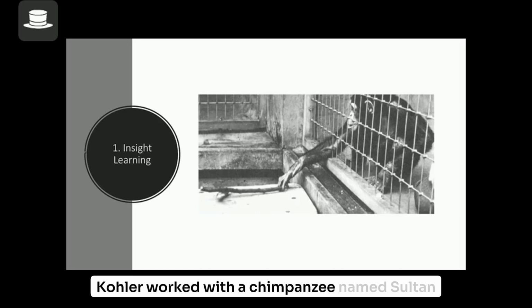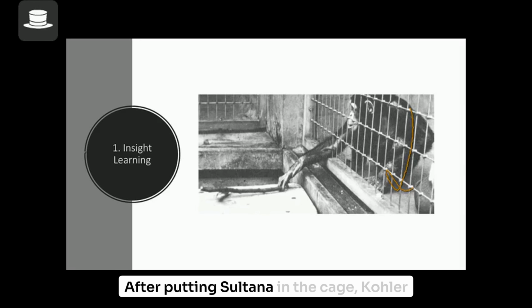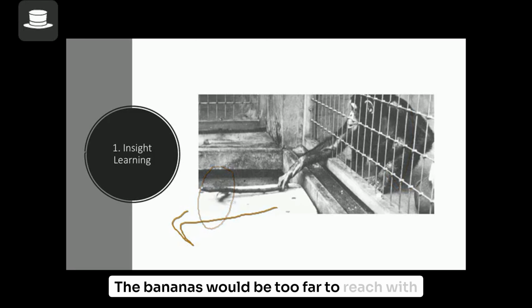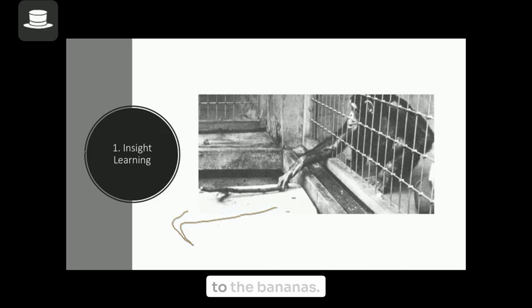Kohler worked with a chimpanzee named Sultan and observed that Sultan seemed to develop an insight into the problem before solving it. After putting Sultan in a cage, Kohler would place bananas outside the cage. When the chimp tries to reach the bananas, Kohler would move the food away. The bananas would be too far to reach with one stick. Chimp would need to connect two sticks to get to the bananas.